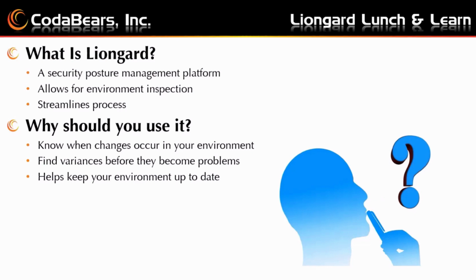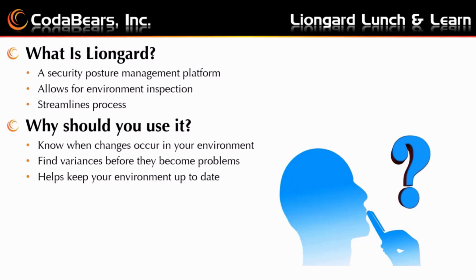Why you should be using it. Liongard allows you to know about and understand the changes that occur in your system. This will allow you to make more informed decisions in real time about activities that can be harmful to your environment. As we know, sometimes things can go under the radar because they don't always cause an issue straight away, but Liongard can let you know about these variances well in advance so you can resolve them before they do become a problem.